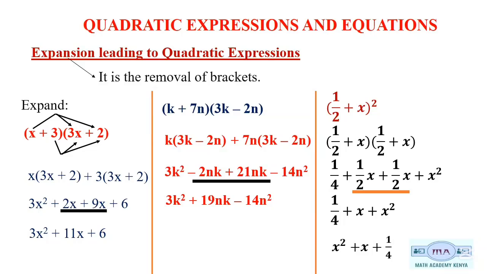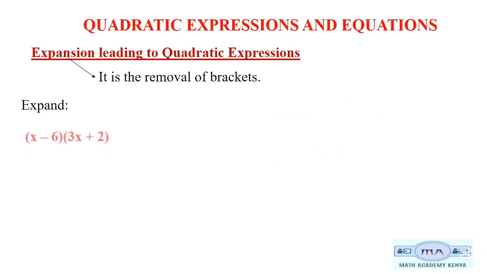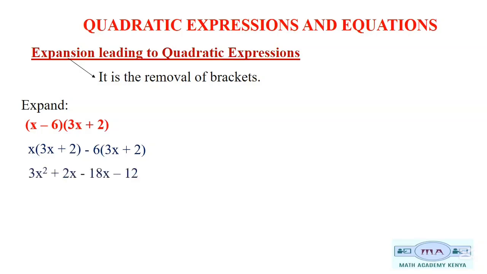We move ahead and try to expand a second function here. Now, here I also use the claw method, and what you end up with is x into bracket 3x plus 2, then minus 6 into bracket 3x plus 2. Why is it minus 6? Because the original function we had here is x minus 6, so the sign of the 6 is negative. So expanding, you end up with 3x squared plus 2x minus 18x minus 12.